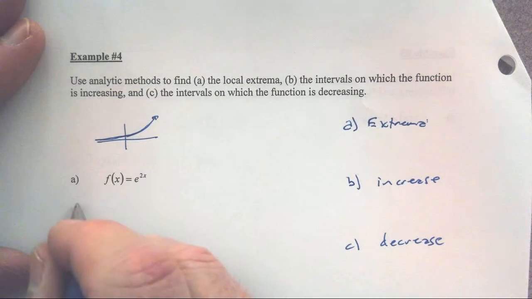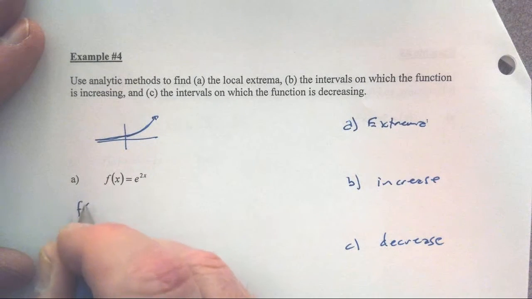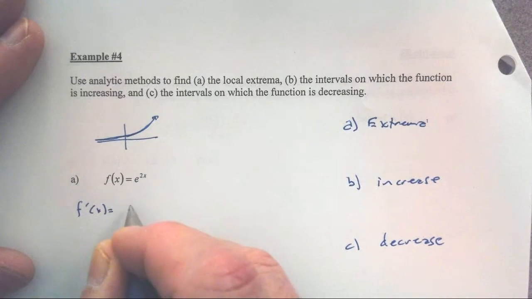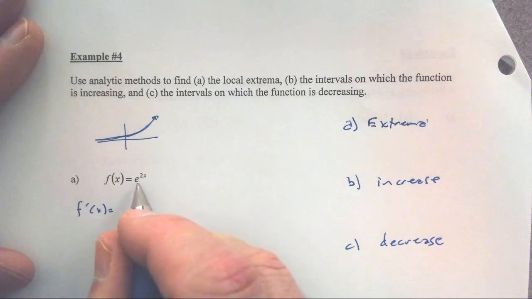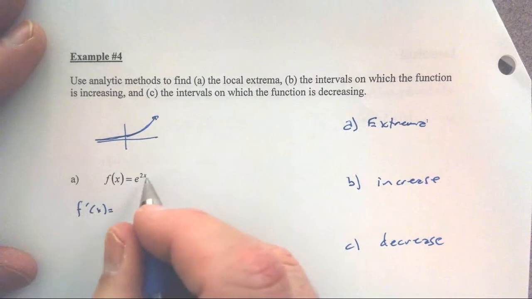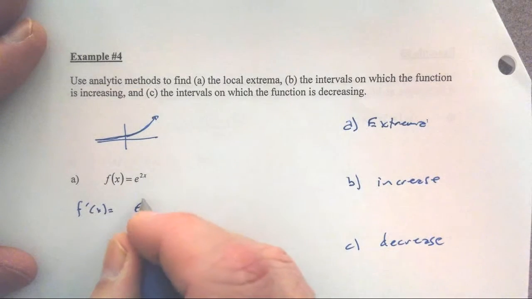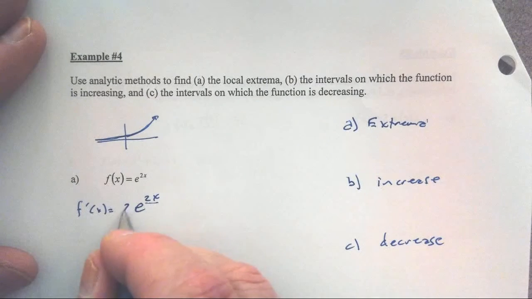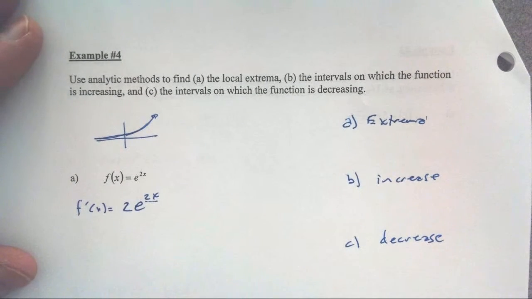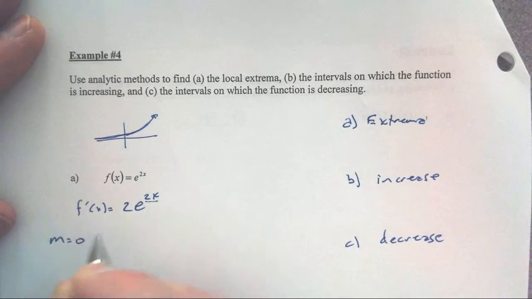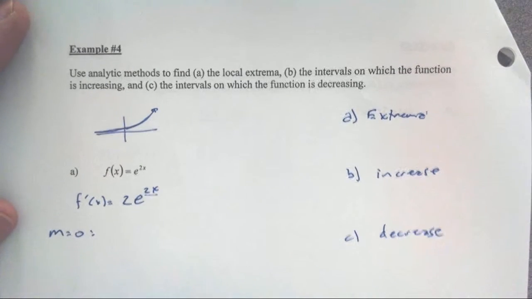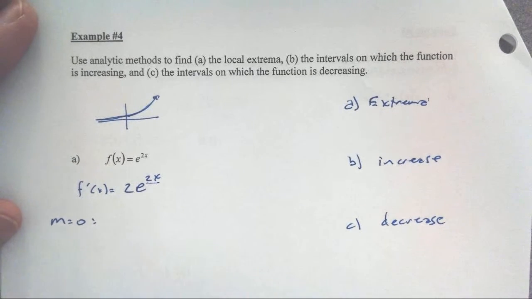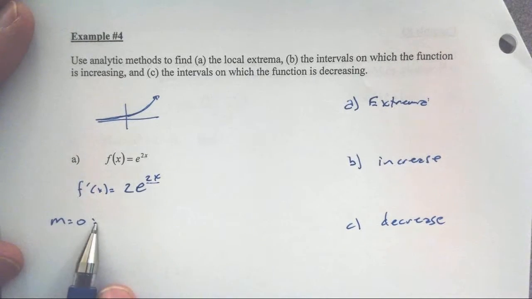So no endpoints. Next thing I want to do is find the derivative. F prime of x, if it's e to the, the derivative wants to be e to the, however, I've got an inside function 2x, the derivative of 2x is 2. So we ask, when is the slope 0? This just becomes shoe tying, robotic calculus moves. When is the slope 0?